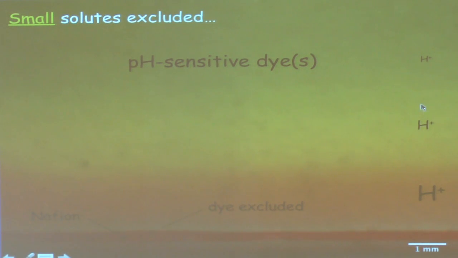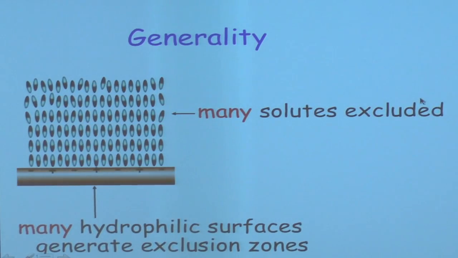Now pH 3 means a huge concentration of protons, and then fewer and fewer as you go farther away from the interface here. So in terms of generality, many hydrophilic surfaces, not hydrophobic, not the surfaces where the water beads up, only hydrophilic surfaces generate exclusion zones. It seems to be almost a characteristic of hydrophilic surfaces, and many solutes are excluded.